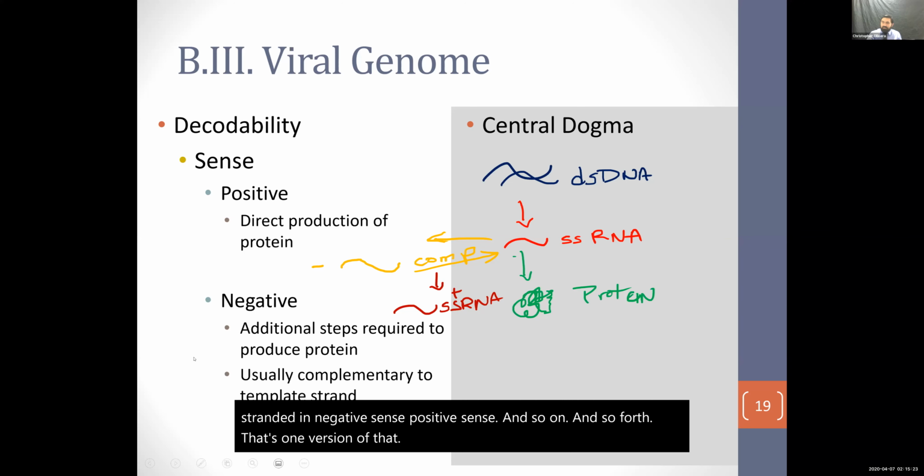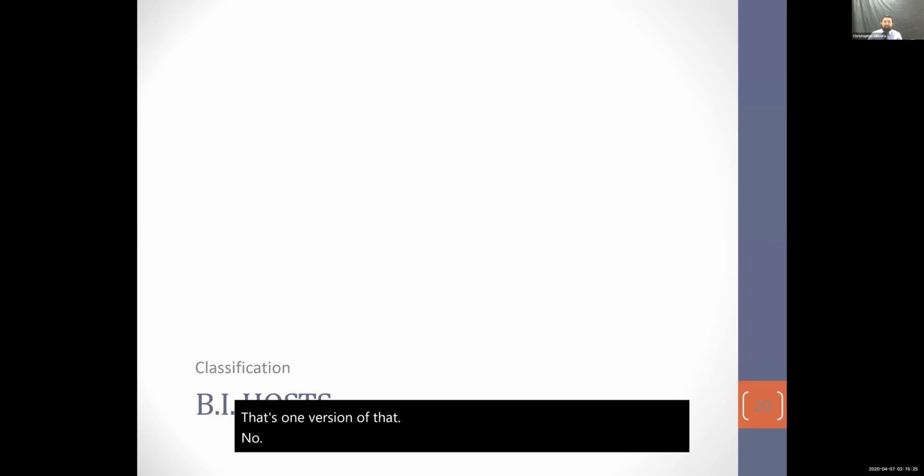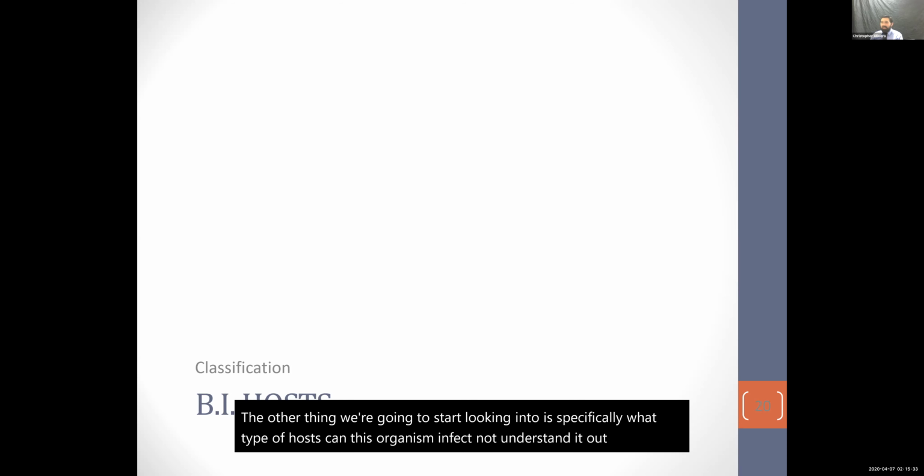Now, the other thing that we're going to start looking into is specifically what type of hosts this organism can infect. Now, understand that out of the gazillion viruses that are out there, we can't really talk about every single host and every single combination. So we're just going to give you groups of them, and you are not required to memorize those. You need to know that we use hosts as a way to classify them, not memorize the hosts.